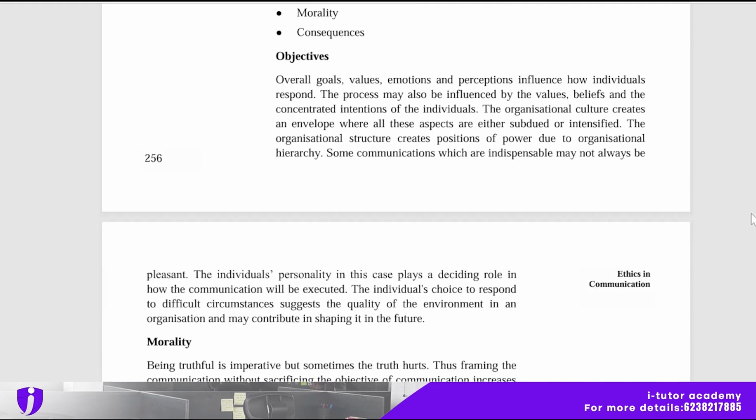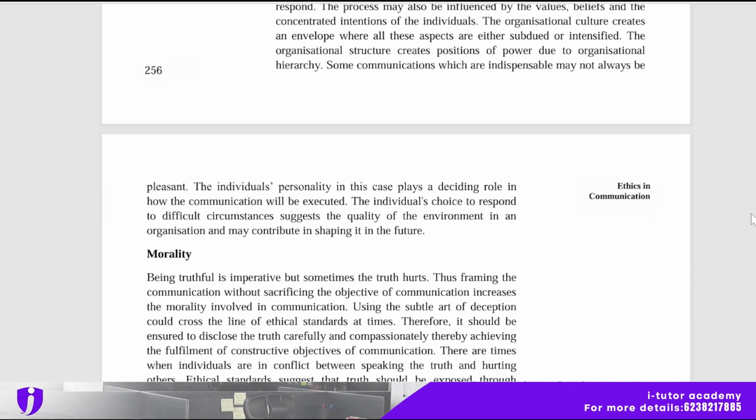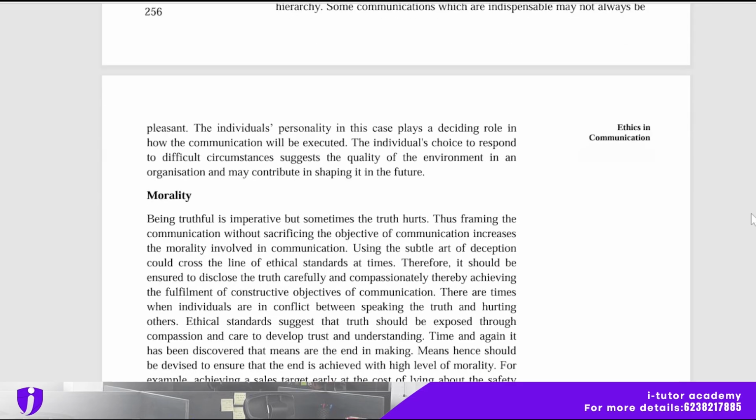What are objectives? Overall goals, values, emotions, and perceptions influence how individuals respond. The process may also be influenced by the values, beliefs, and the concentrated intention of the individuals. The organizational culture creates an envelope where all these aspects are either subdued or intensified. The organizational structure creates positions of power due to organizational hierarchy. Some communication which is indispensable may not always be pleasant.